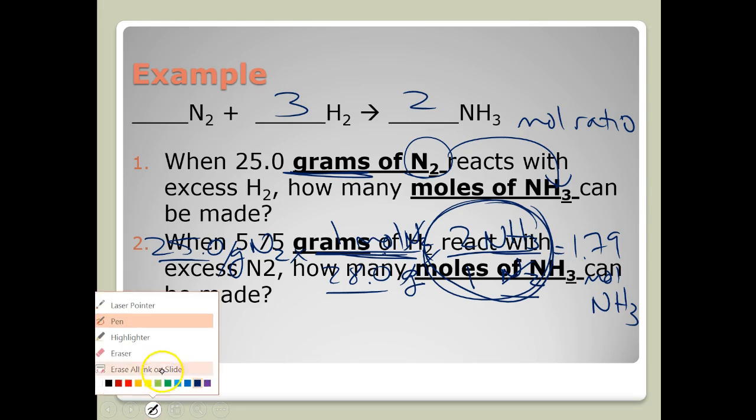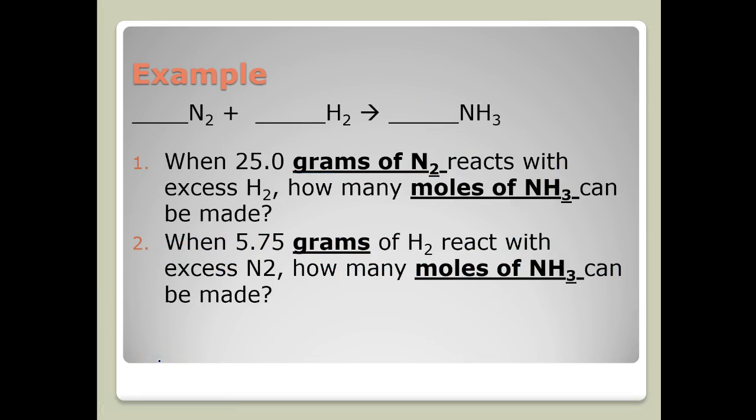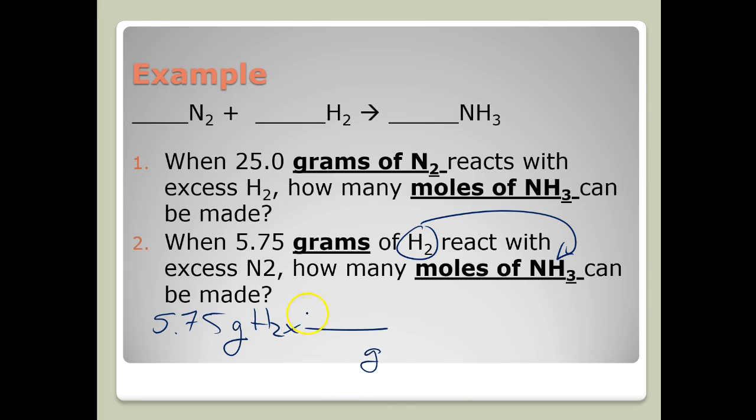All right, let's try this one. So you're starting with 5.75 grams of hydrogen. And again, I'm trying to change from hydrogen into NH3. I can't do that from grams. First, I have to change from grams into moles. And hydrogen on the periodic table is 2. Grams cancels out.